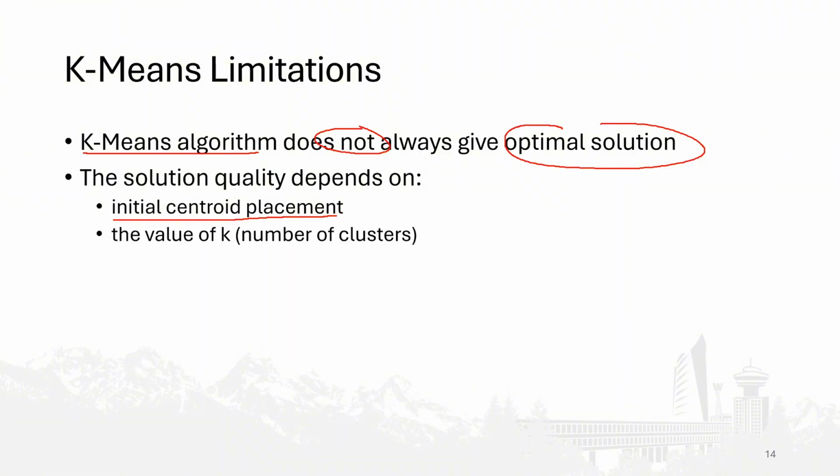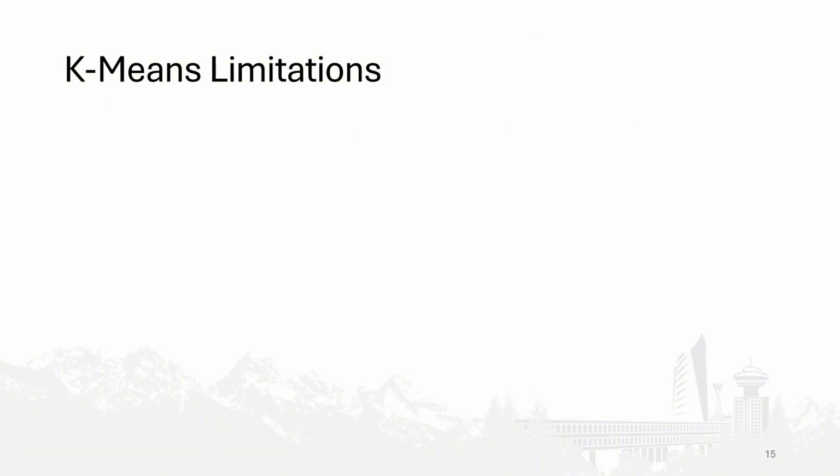And also the quality of the solution depends on the value of K, which is the number of classes. If we divide the users into 3 classes, 4 classes, or 2 classes, that will also give you different quality of solution. So let me show you one example here.